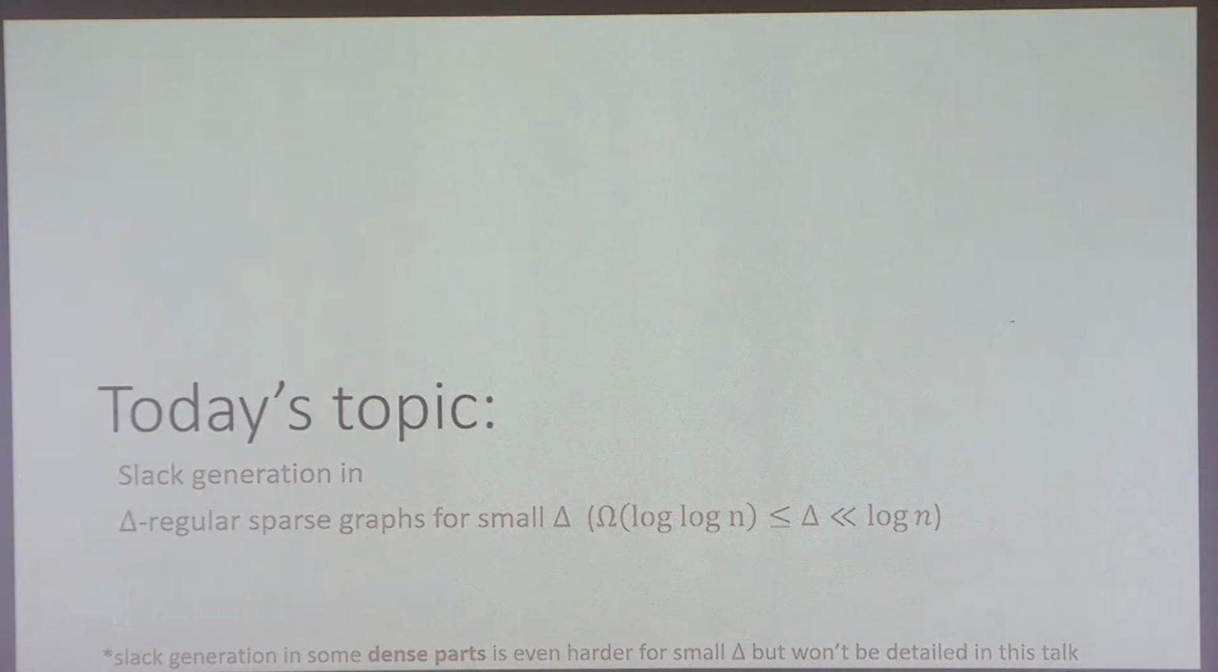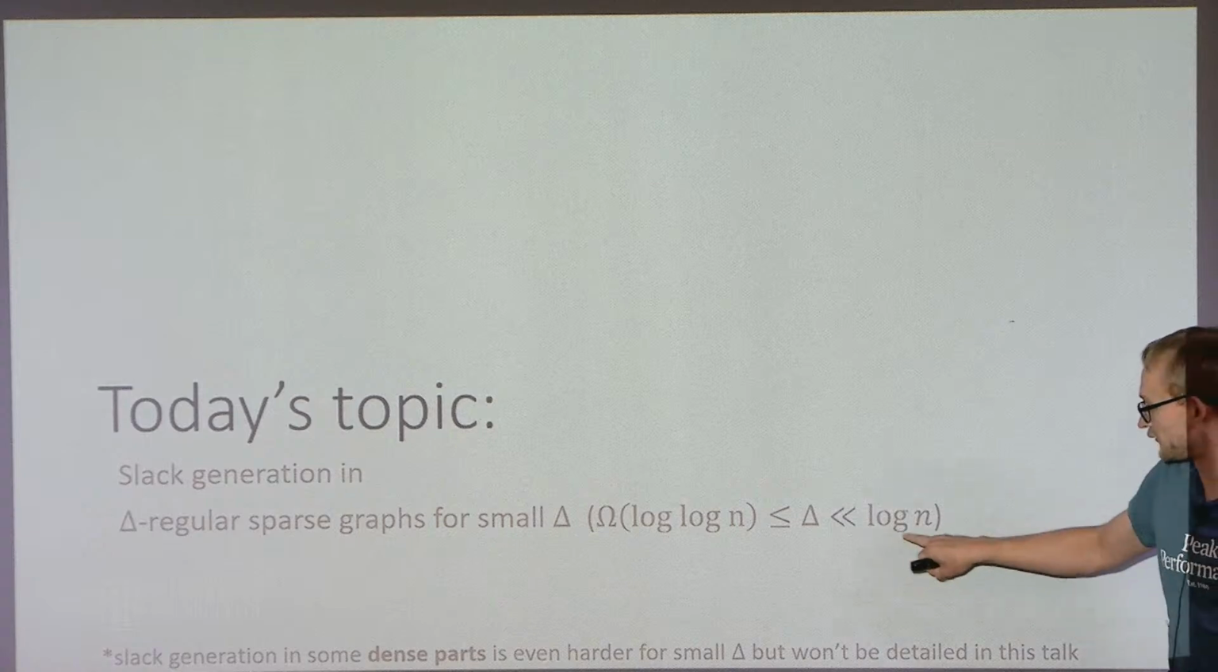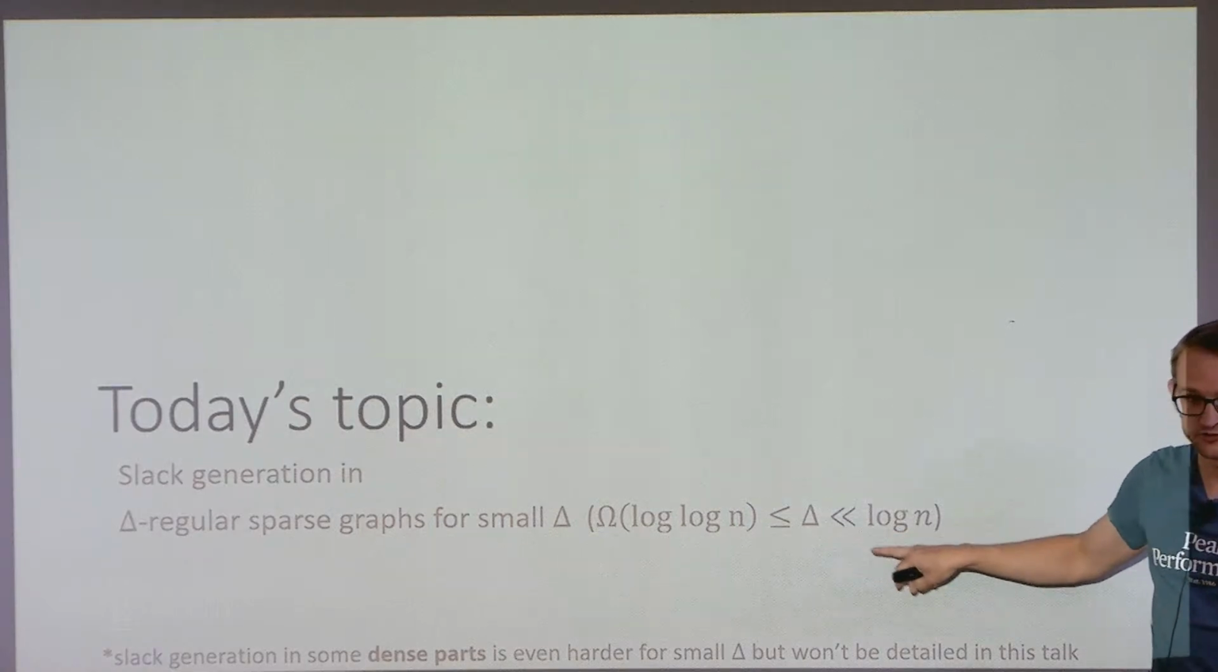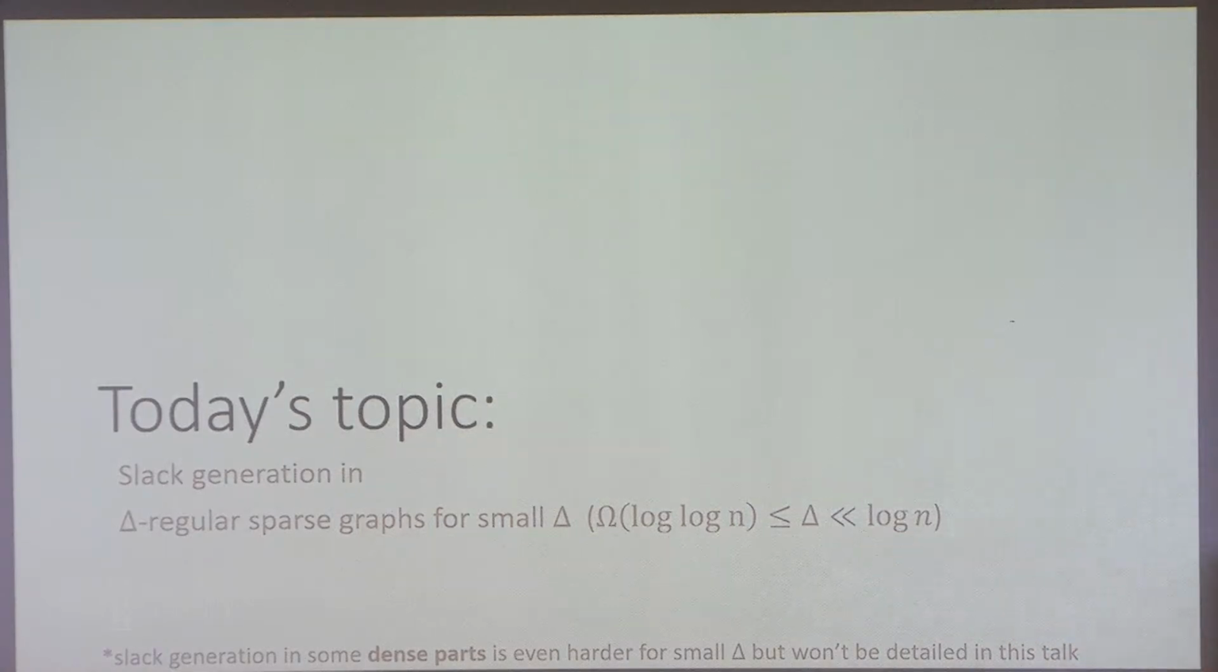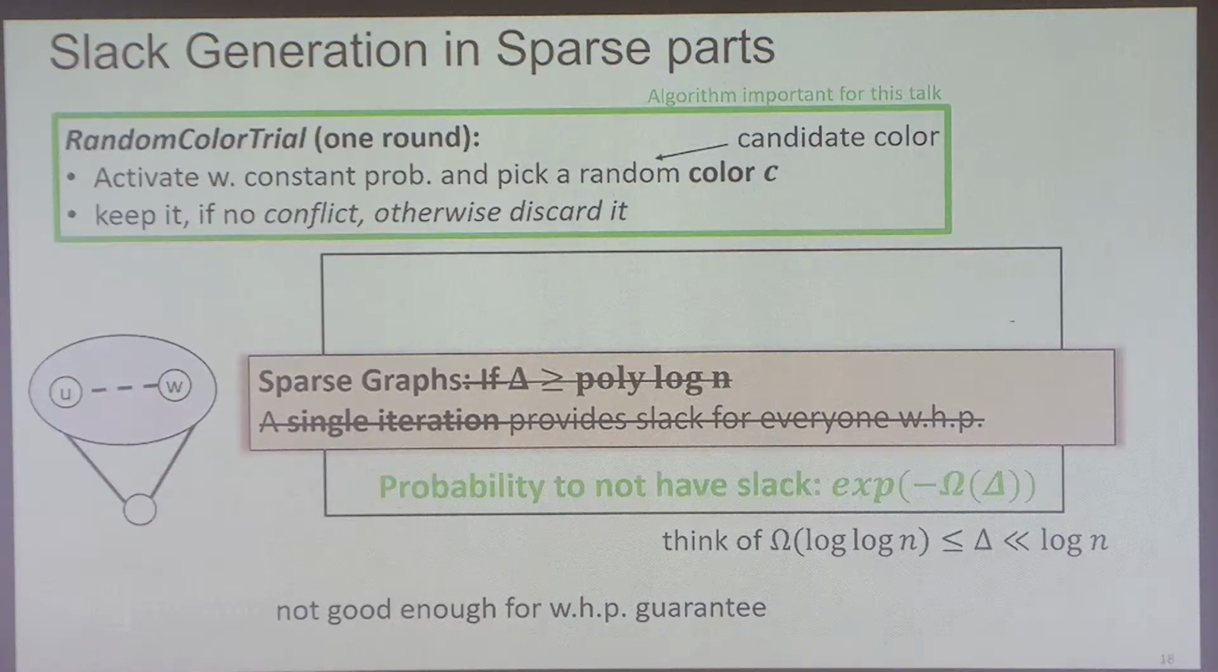So what I'm assuming now for the rest of the talk is a delta regular sparse graph, and that delta is small. So it's in the sublogarithmic regime. And then if you go back to this slide, then clearly this one here does not give a with high probability guarantee. You have some pretty good local failure probability, but it's not a with high probability guarantee. So we need to do something smarter.